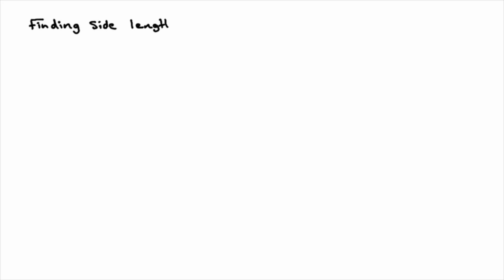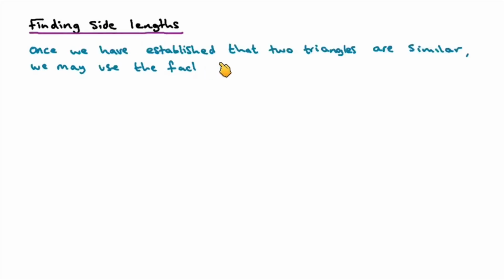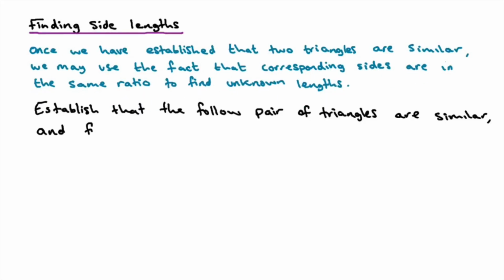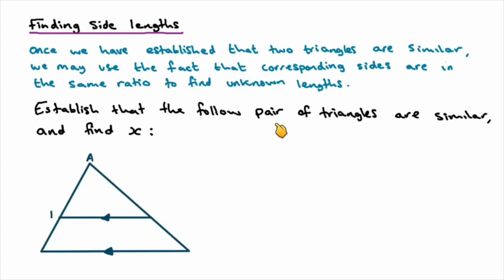Let's move on to finding the lengths. Once we have established that two triangles are similar, we may use the fact that corresponding sides are in the same ratio to find the unknown lengths. So let's look at an example. Establish that the following pair of triangles are similar and find x. So in this figure, we can see that we have a set of parallel lines and two triangles, one large one and one small one.